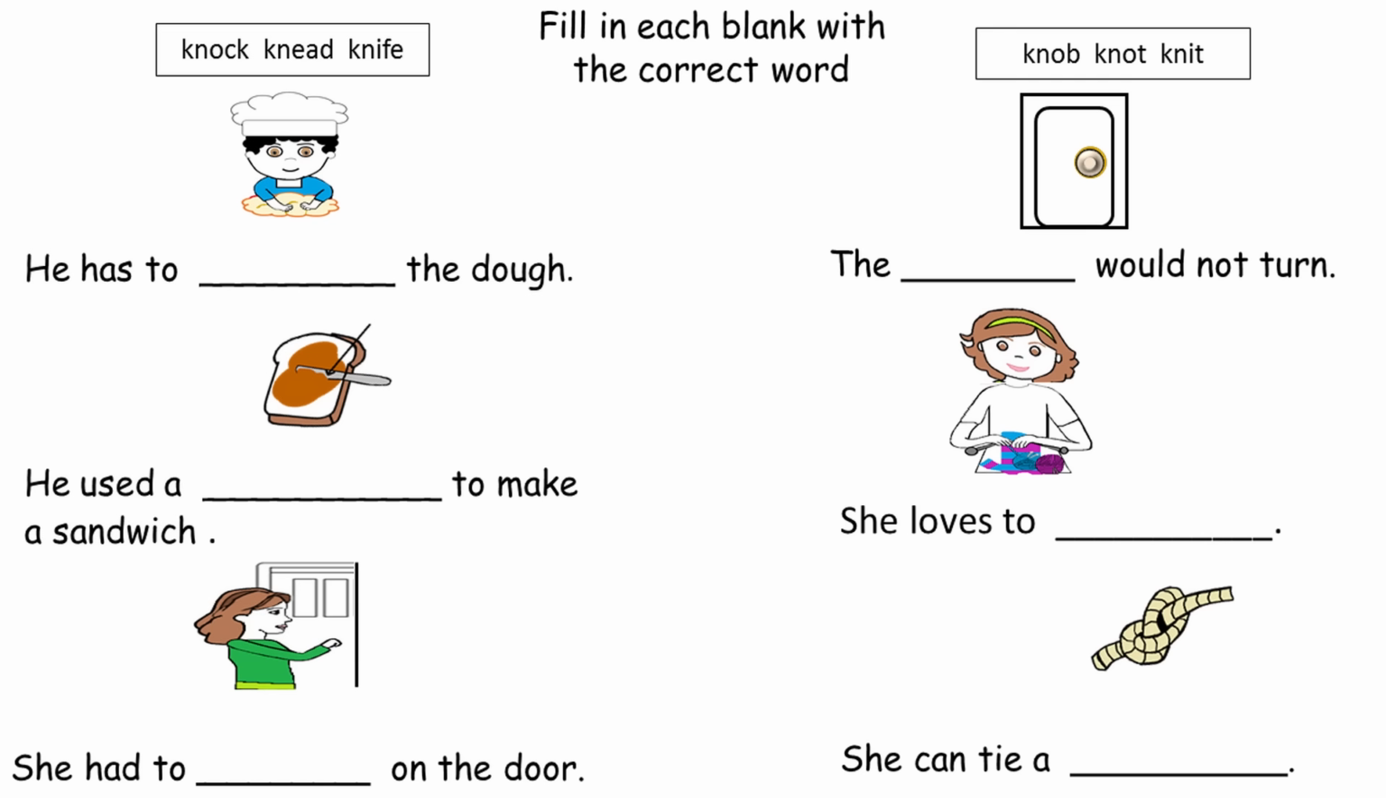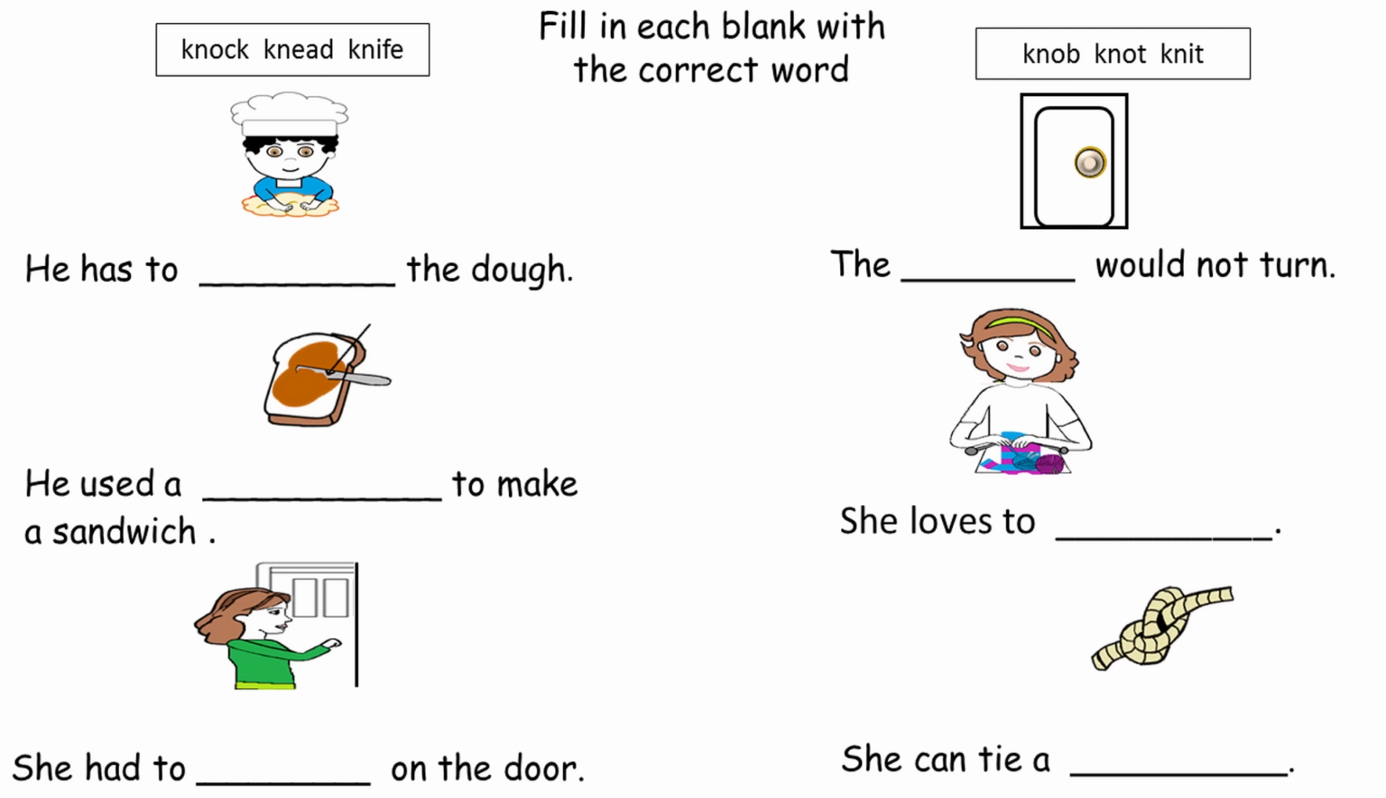Now complete this activity with kids, helping them with each sentence. At the top of each column, there are 3 words. The first column has knock, need, and knife. So those will be the choices.